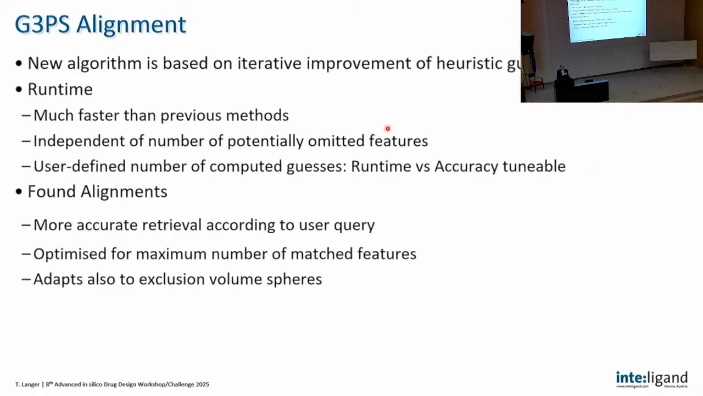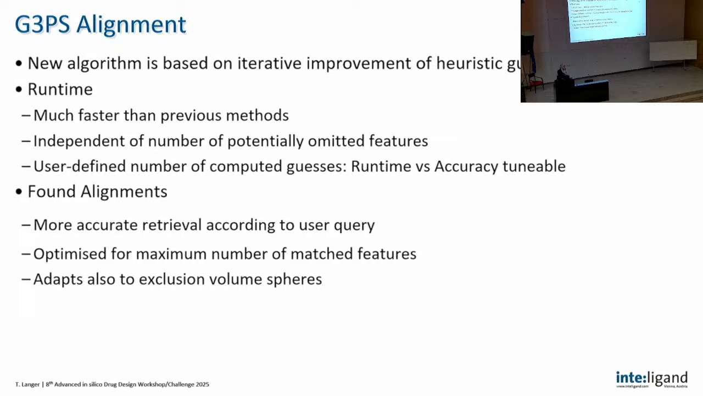And so this alignment algorithm is now bulletproof, tested, and what we do is an iterative improvement of heuristic guesses. So people can use as many guesses as they want. If you want a quick and dirty method, if you have so many compounds that you don't care to retrieve maybe only 80% of the hits rather than 100%, you would run very fast and go for maybe 10 or 20 guesses.